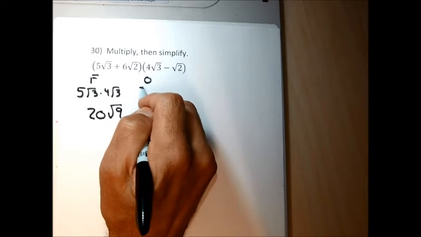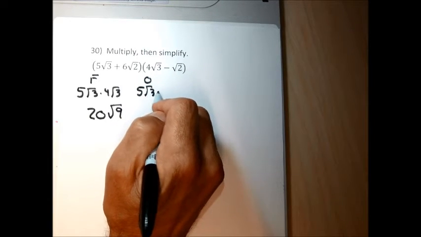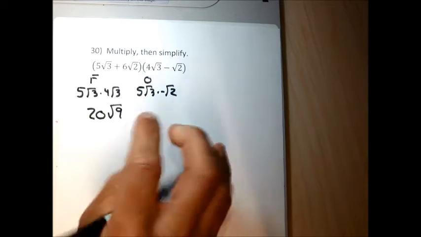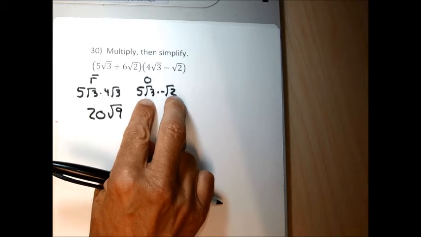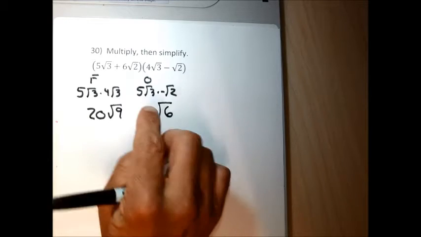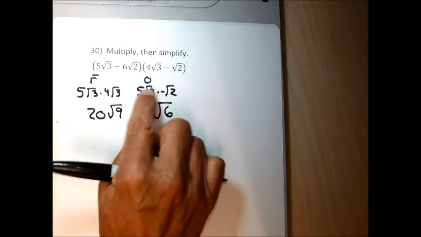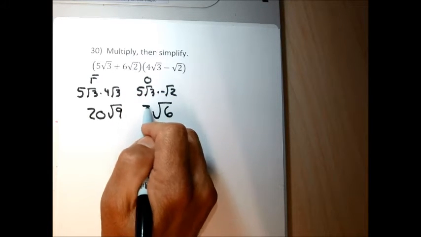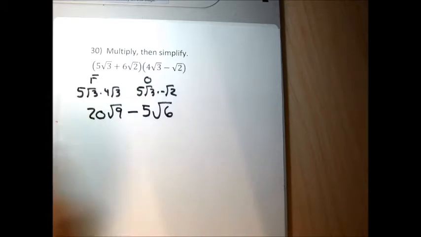Outers are 5 square root of 3 times minus square root of 2. The only thing I have to multiply there are the 3 and the 2. They turn into a 6 and they stay under the radical. Outside the radical I have a 5 which needs to stay there, and I'm multiplying a positive times a negative, so I should get a negative.